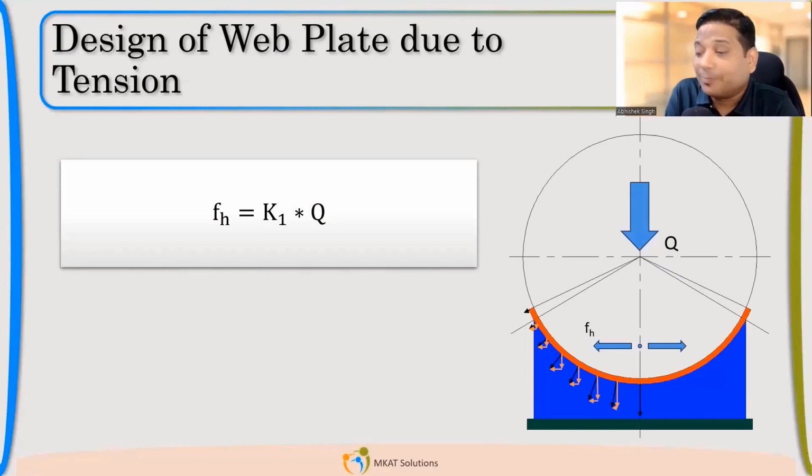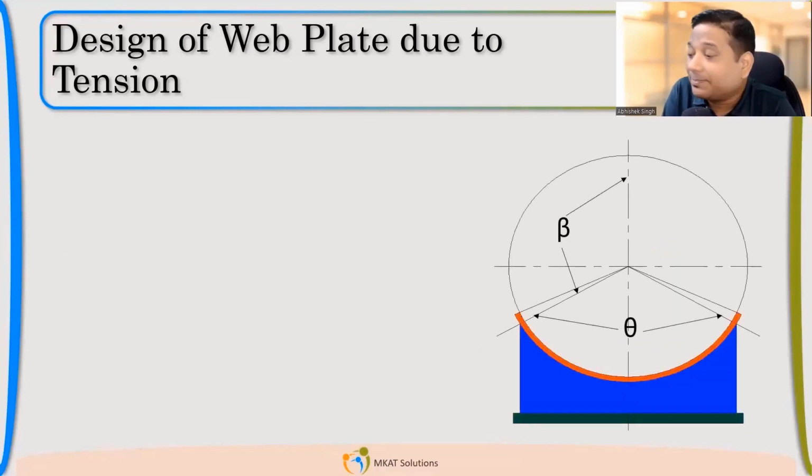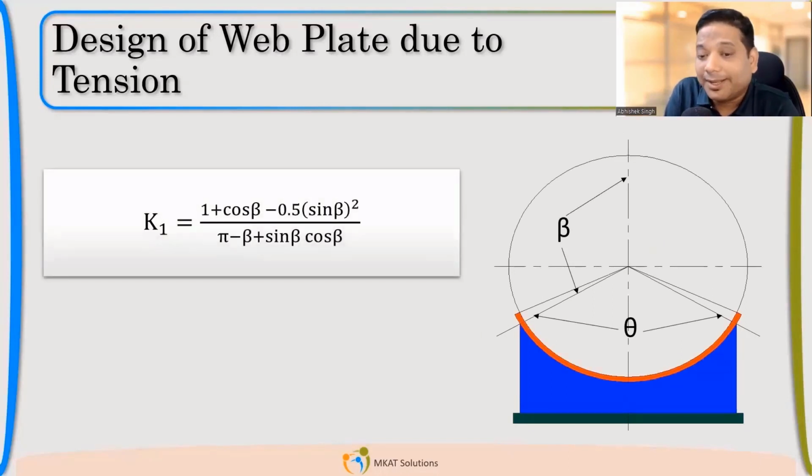So basically the reaction given by that saddle. So reaction force coming on the saddle. So K1 into Q. Q we already have. Now if I'm able to calculate K1, we will be able to get that splitting force also. Now you see the formula of K1. So K1, if you see, basically depends upon your saddle angle. So here the saddle angle is theta.